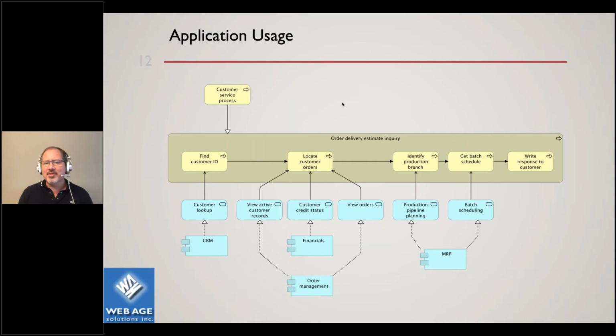And part of the power of this notation is the ability to easily connect things that are happening in the business realm, which are yellow, and things that are happening in the application realm, which are blue. We can connect those things together and actually see that there's a significant mismatch between the alignment of what the applications can do and the needs of this particular business process.